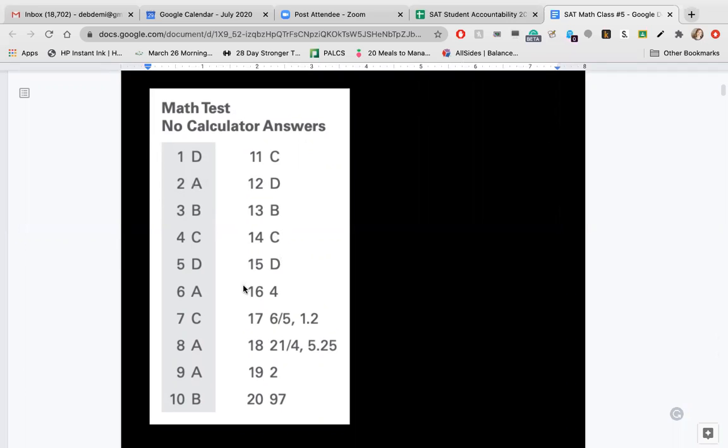Okay, so here are the answers. I'll read them out, but you can see them up there too. 1 is D, 2 A, 3 B, 4 C, 5 D, 6 A, 7 C, 8 A, 9 A, 10 B, 11 C, 12 D, 13 B, 14 C, 15 D, 16 is 4, 17 is 6/5, or 1.2, 18 is 21/4, or 5.25, 19 is 2, 20 is 97.